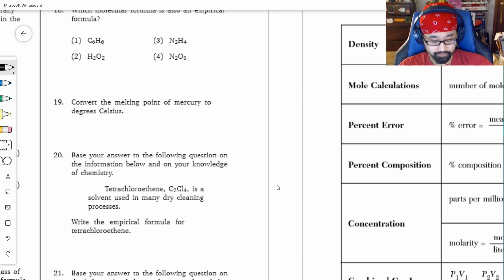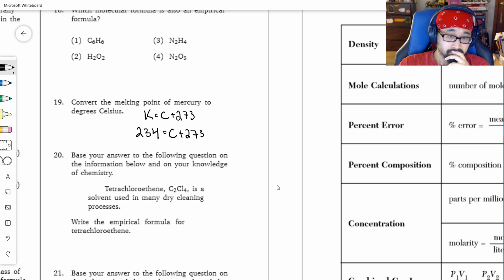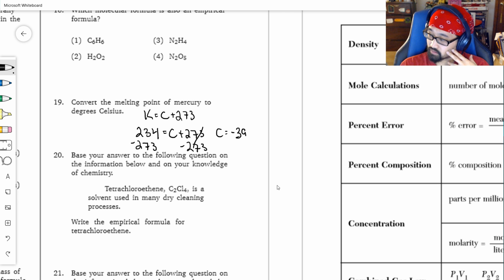I know that Kelvin equals Celsius plus 273. And if I know the Kelvin temperature is 234, well, that equals Celsius plus 273. If I need to solve for Celsius, I subtract 273 from both sides. And I get that Celsius equals negative 39. Negative 39. Now here's the thing.